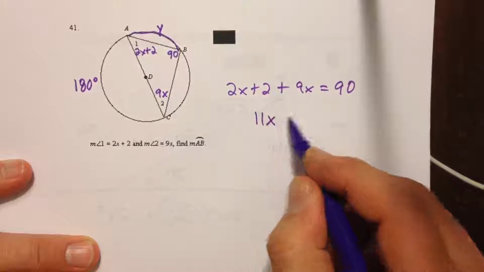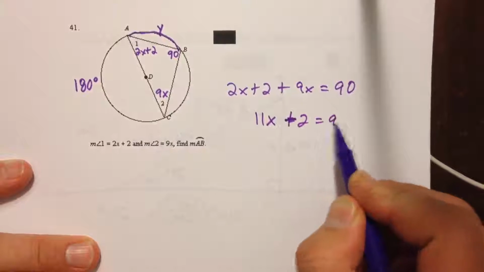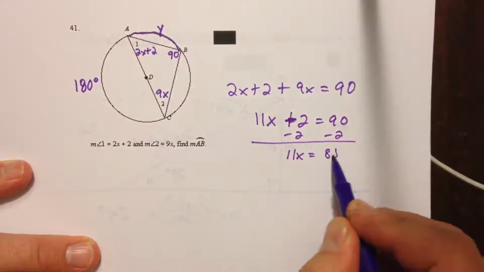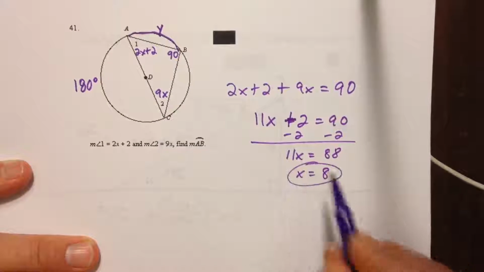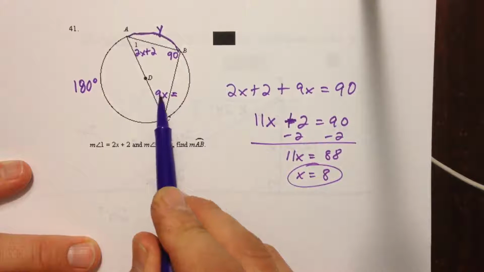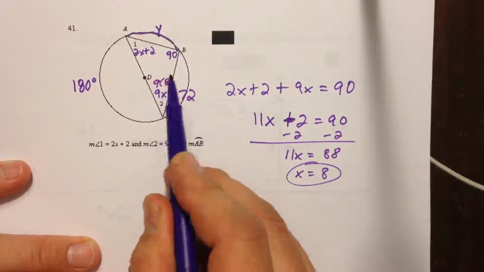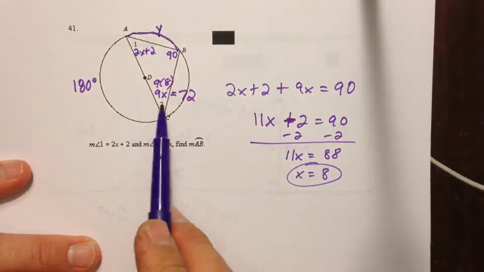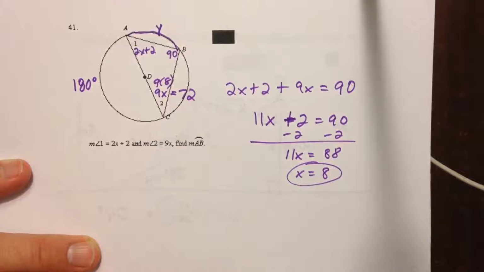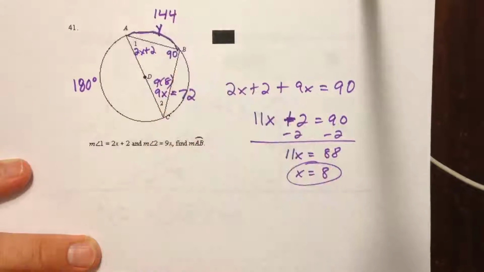So from here, it should be pretty easy. I have 11 x's plus 2 equals 90. Subtract the 2. I have 11x equals 88. So x equals 8. So once I know x is equal to 8, 9 times 8 is 72. And I just plug in 9 times 8. So I know that angle 2 is 72. That's important because now all I have to do is double that to get y.